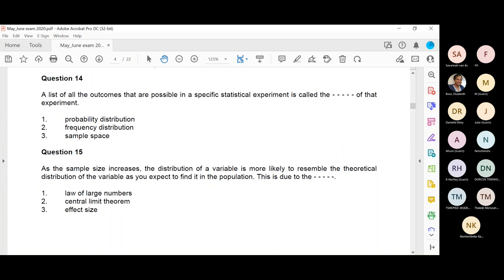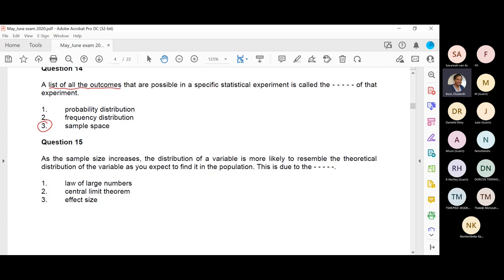Question 14. A list of all outcomes that are possible in a specific statistical experiment is called the what of that experiment? Is it 1, probability distribution? 2, frequency distribution? 3, the sample space? Number 3, because it talks about a list of all outcomes. Right? That will be your sample space. A sample space is a collection of all outcomes in an experiment.